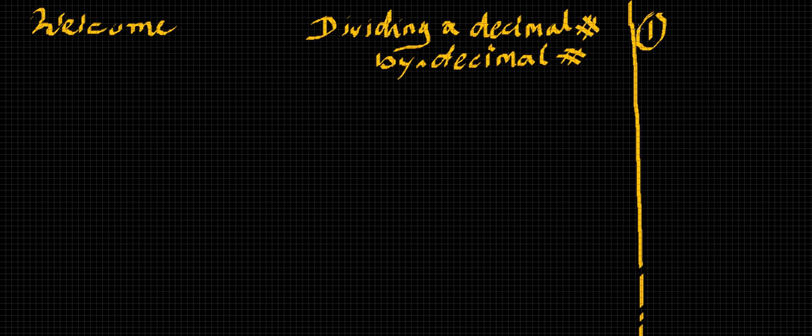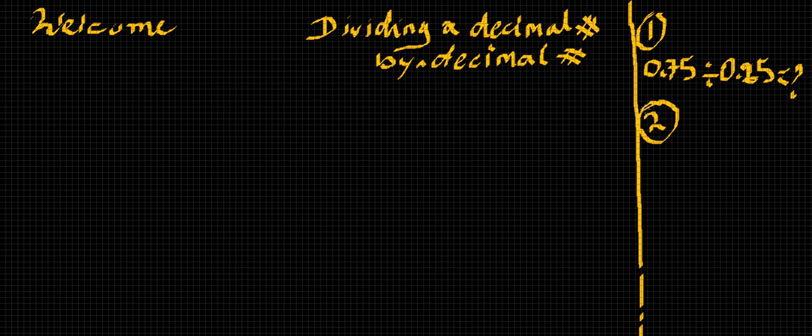Number one problem would be 0.75 divided by 0.25. And we want to know the answer. Now this is basically asking you how many times does 0.25 go into 0.75.